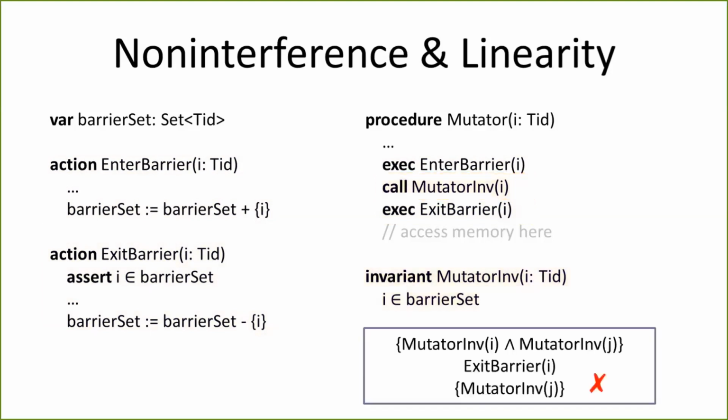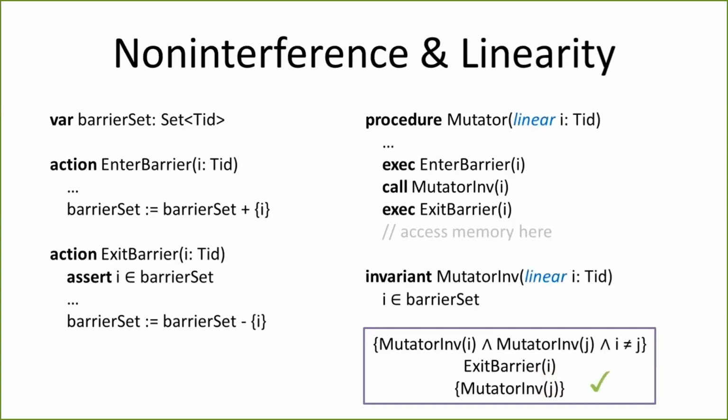Unfortunately, we cannot prove mutator_inv to be inductive on its own, because in two instances with parameters i and j, it could happen that i and j refer to the same value. So when i is removed from the barrier set, also j will be removed and the invariant does not hold anymore.